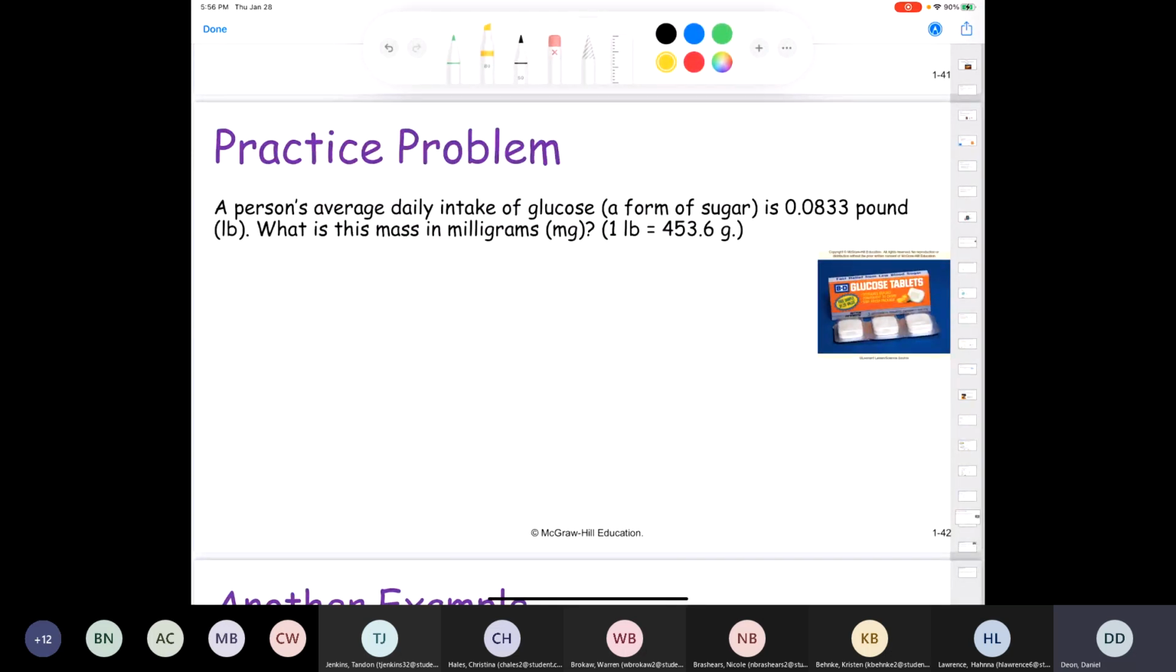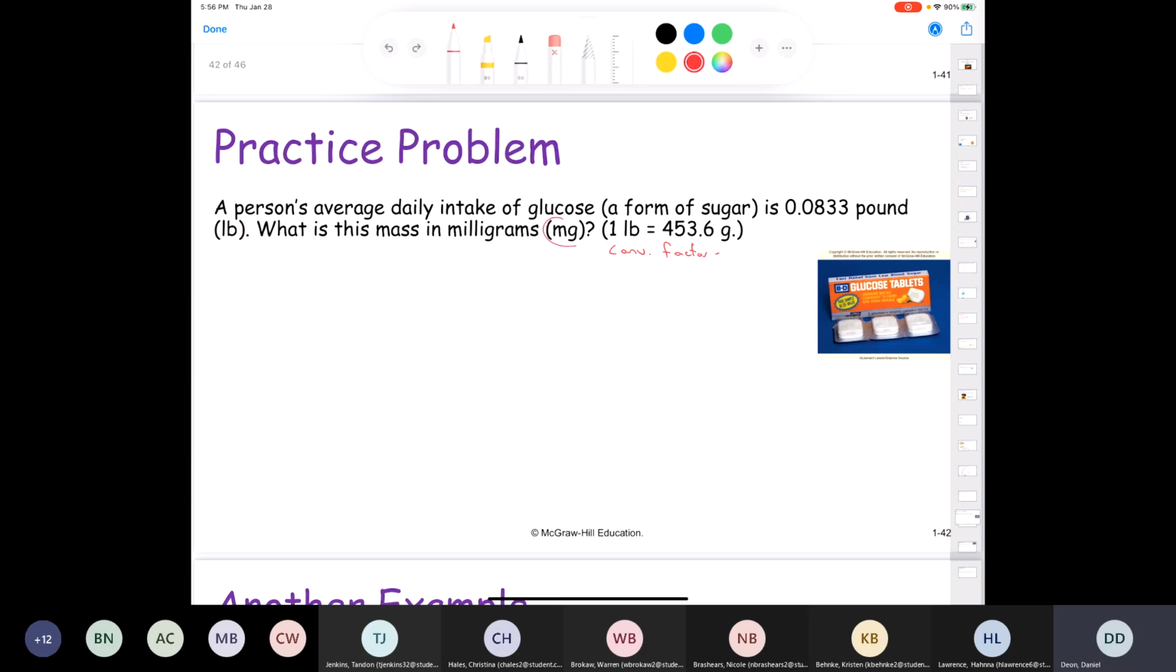It says here, a person's average daily intake of glucose, which is a form of sugar, is 0.0833 pounds. What is the mass in milligrams? And here is our conversion factor. This is the conversion factor. We know that in 1 pound, there's 453.6 grams.